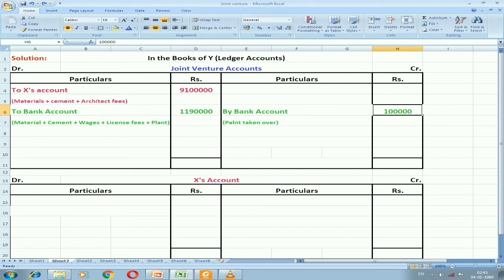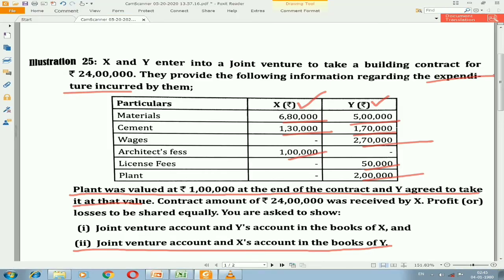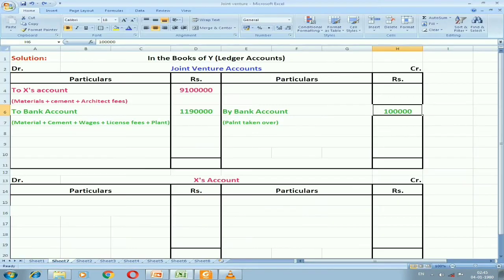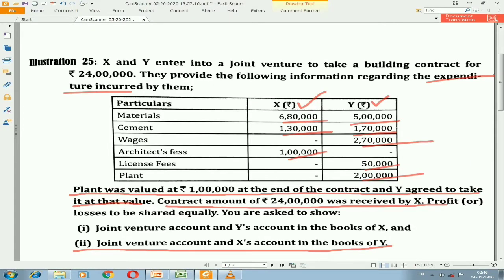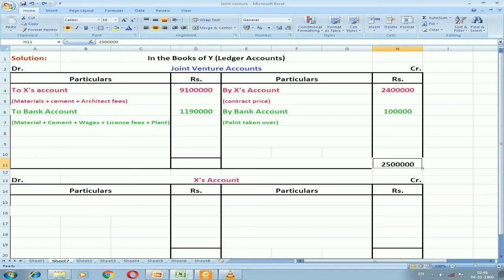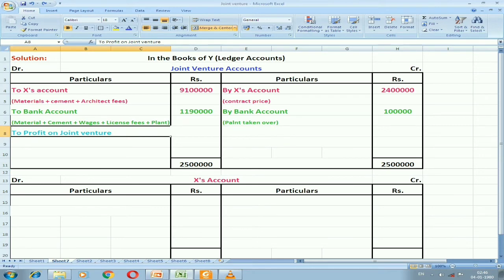Apart from that, we have one more piece of information in the illustration, that is the contract amount of 24 lakh was received by X. So the income which is received by the co-venturer X, we can record in his name only, by X's account, contract price 24 lakhs. Apart from that, we don't have any entries. So let us do the total and find out the difference. The total will be 25 lakh, 25 lakh. So the difference on the debit side will be considered as profit on joint venture.